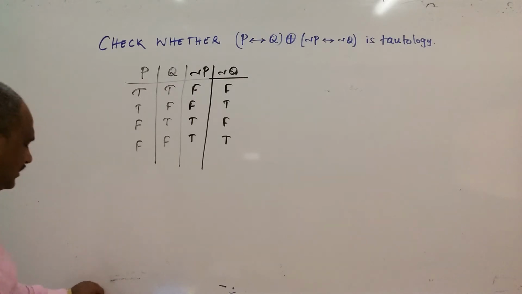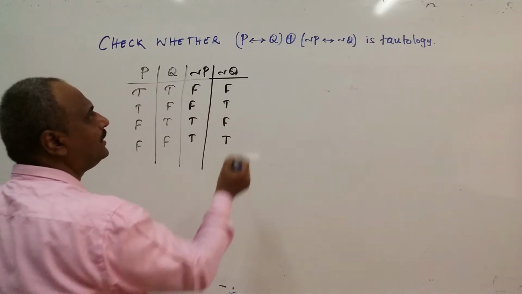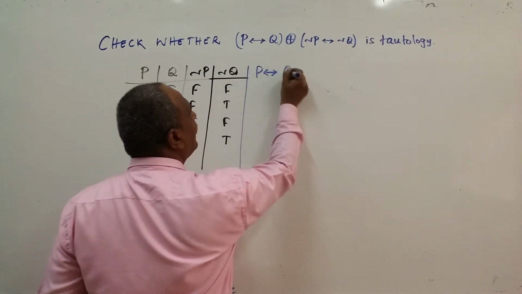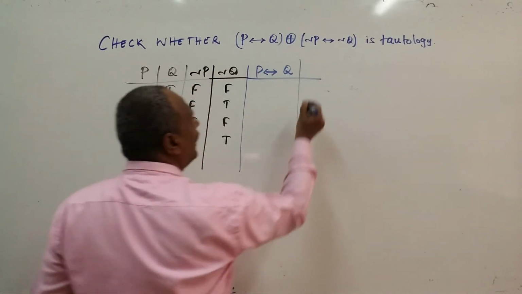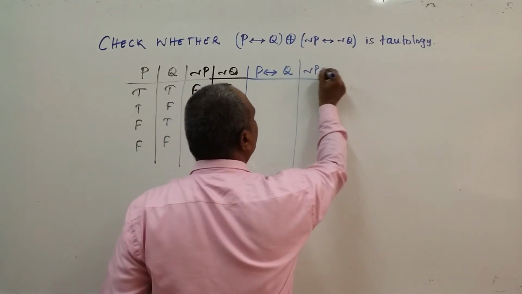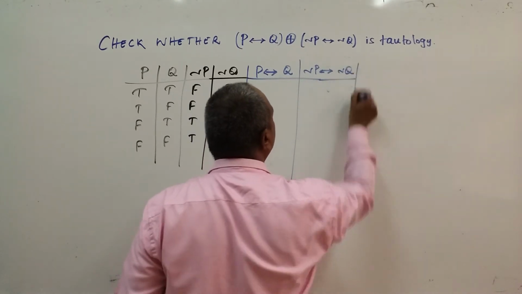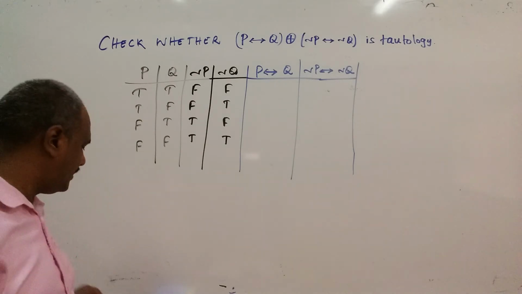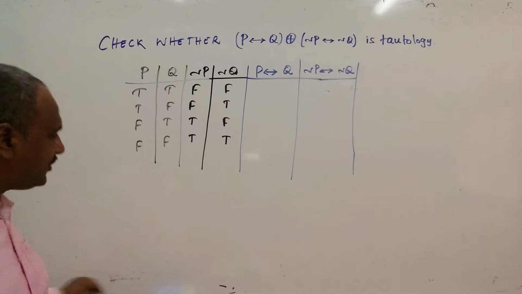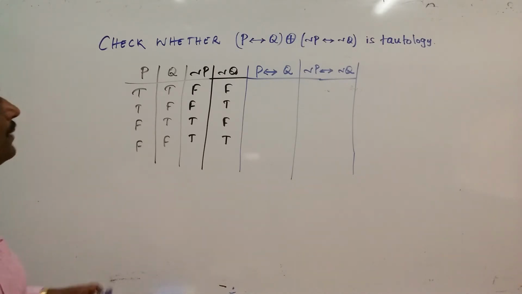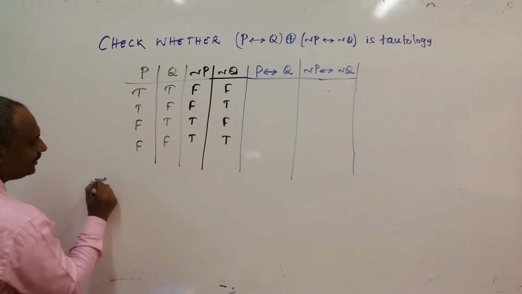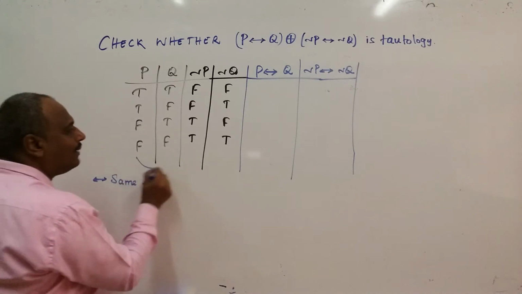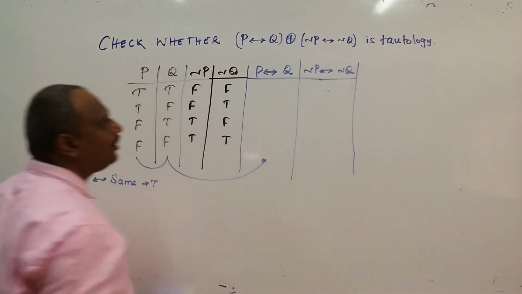Now I am going to check what are the conditions required. The first one, they are asking to find P double implies Q. And they are asking to find negation P double implies negation Q. And then they are asking to combine them using exclusive OR. Now what will be the combination? When I check P double implies Q, we said for double implies, if you have the same statement, then the result is true.